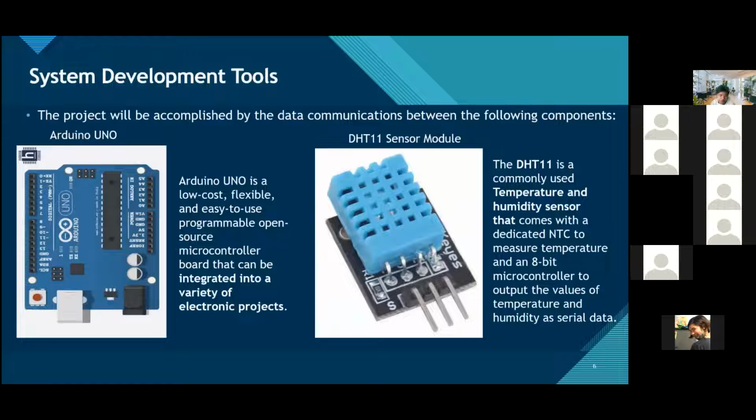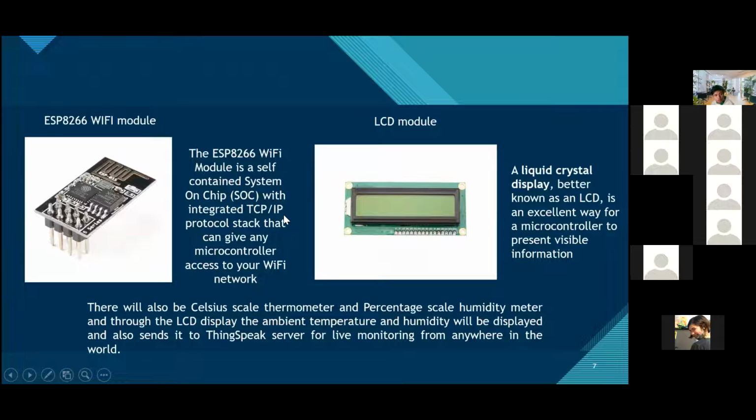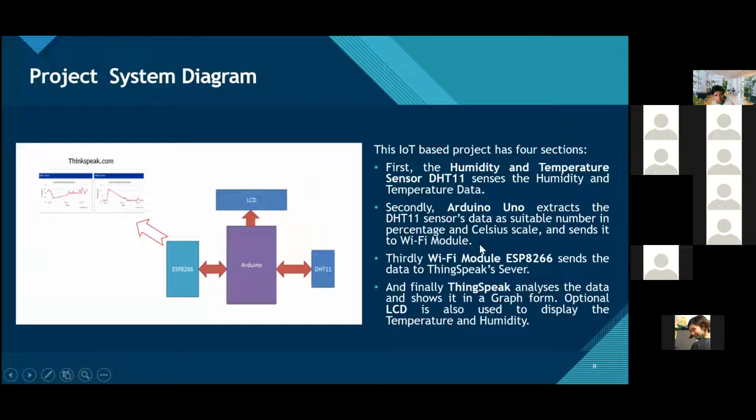So the tools that will be used: first, Arduino. We all know that Arduino Uno is low cost, flexible, and easy to use. Next is the DHT11 sensor module. It is used for temperature and humidity. Next is the Wi-Fi module, LCD, and Celsius scale thermometer and percentage scale for humidity meter.